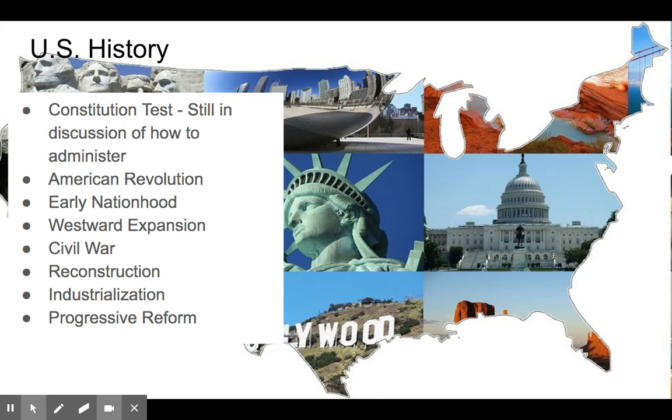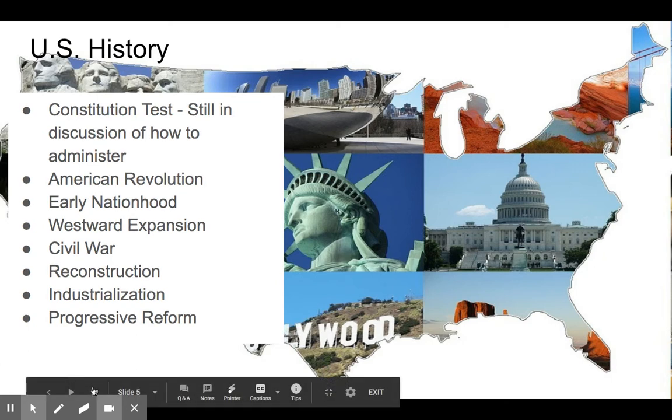But we're starting with the American Revolution. We go through the whole 1800s, which includes nationhood, the westward movement, the Civil War, Reconstruction, industrialization, and then we get to the 20th century and end with progressive reform.